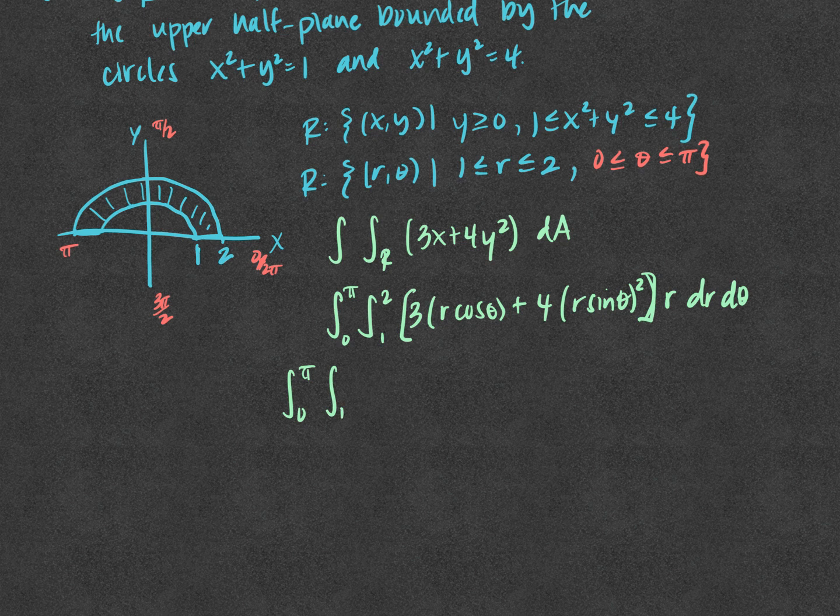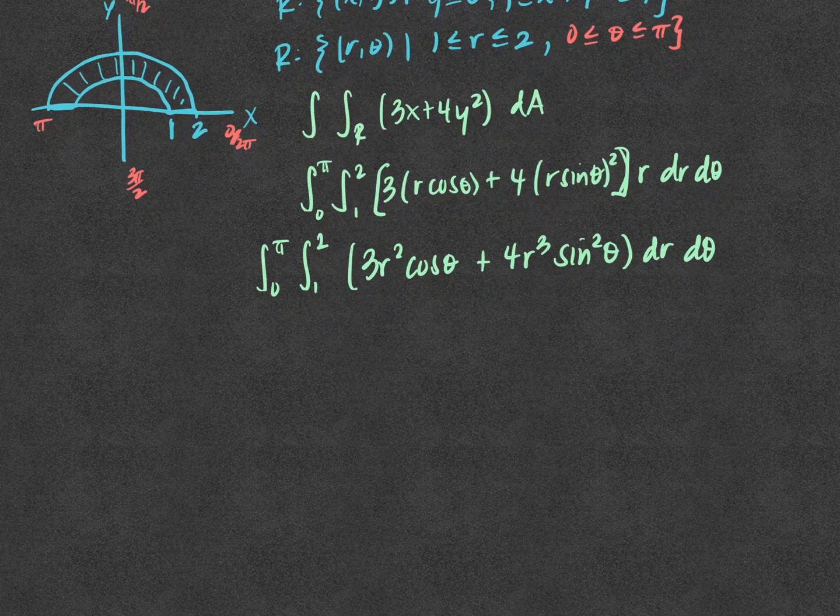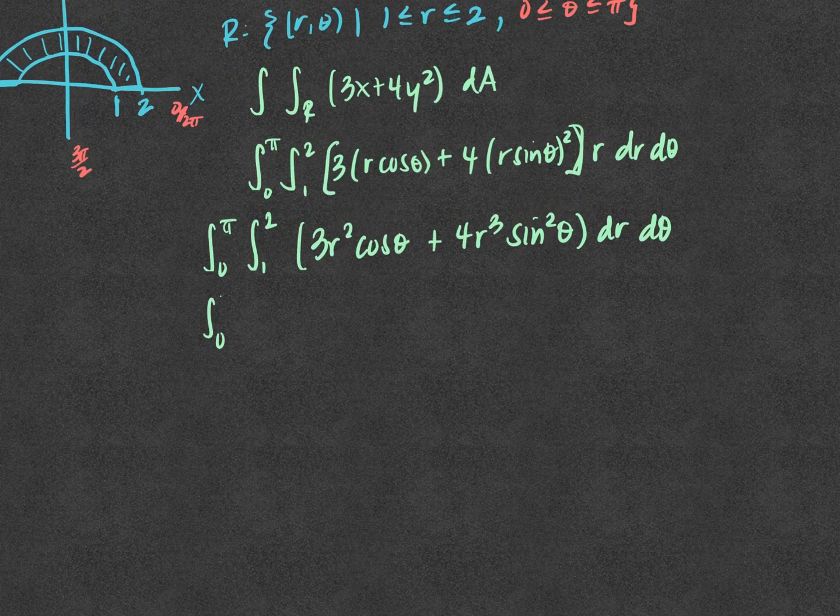From 0 to pi, the integral from 1 to 2. So we're going to have 3r squared cosine theta plus 4r to the third sine squared theta dr d theta. So we integrate first with respect to r. That's not too bad. Let's keep the 0 to pi here. When we integrate, we get r to the third cosine of theta plus r to the fourth sine squared of theta, and here I'm going to say r equals 1 to r equals 2, d theta.